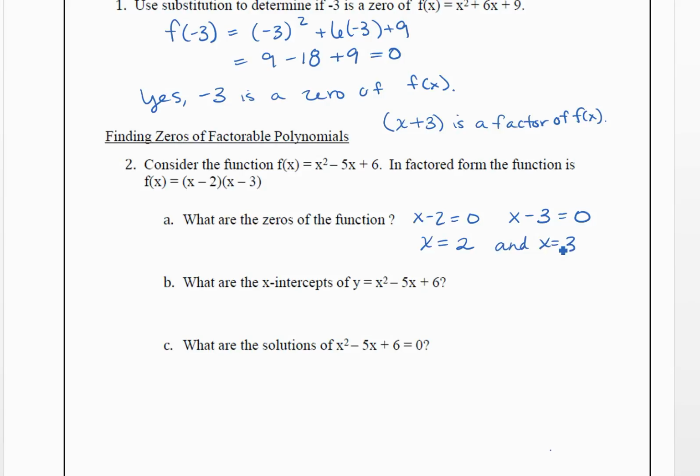Well, what would the x-intercepts be? The x-intercepts would be (2, 0) and (3, 0). Okay, so we could plot those points and they would be on the graph. And then it says what are the solutions to, this is what we call the related equation. And that just means we took the function and set it equal to 0. Well, the solutions would be the same as the zeros we found, x equals 2 and x equals 3.